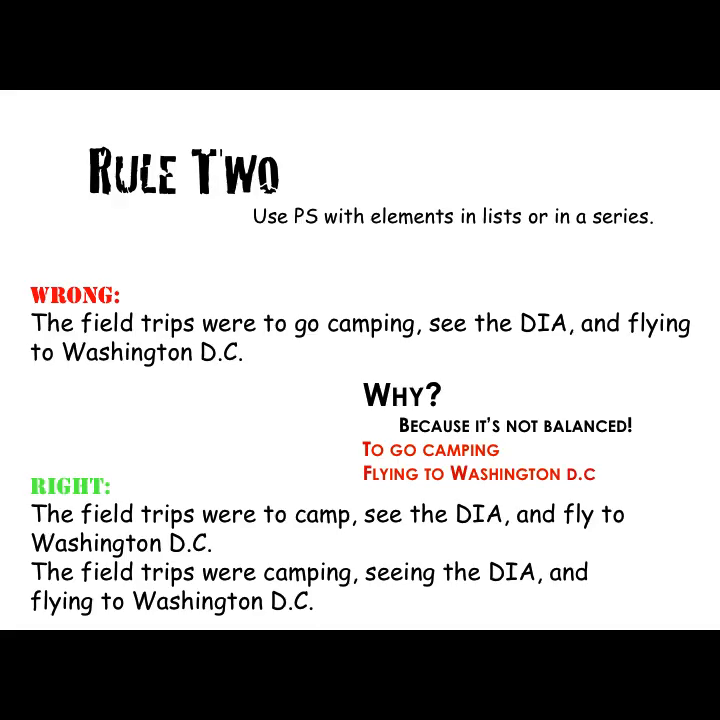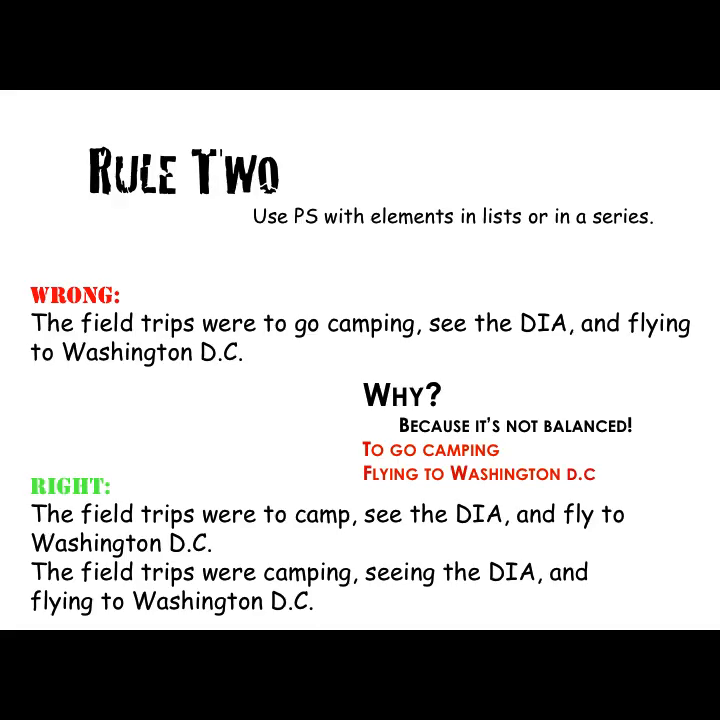Now, it was wrong because it's not balanced. Any one of these three you can pair it with. The DAI is the shortest, so naturally that's what we go for. So that's why to go camping and flying to Washington, D.C. are the reasons why it's not balanced. However, you can match it up to any of them.